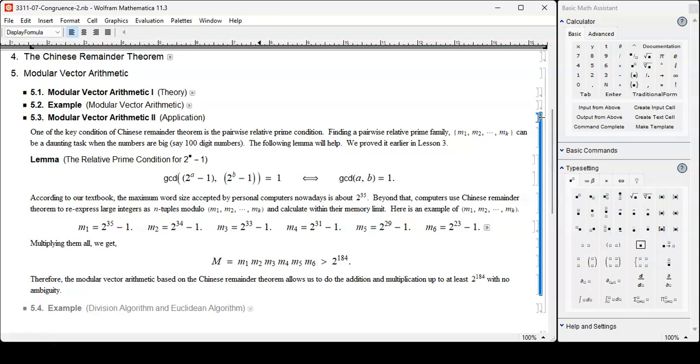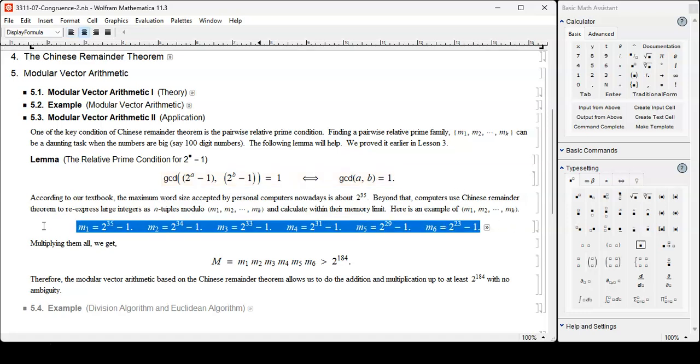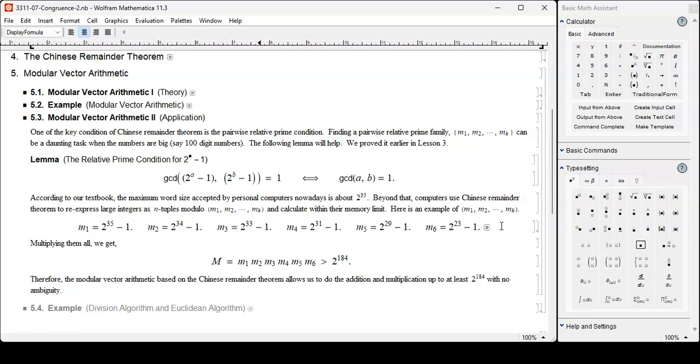That completes section 5, except for one thing, this lemma. You see, these moduli M1 through M6 must be pairwise relatively prime in order to apply the Chinese remainder theorem, as we had in the previous example 5.2. But in order for that to work, we have to have the proof of this lemma. But then again, here's the good news. We already did it. We already did it in lesson 2 when we studied the GCD.